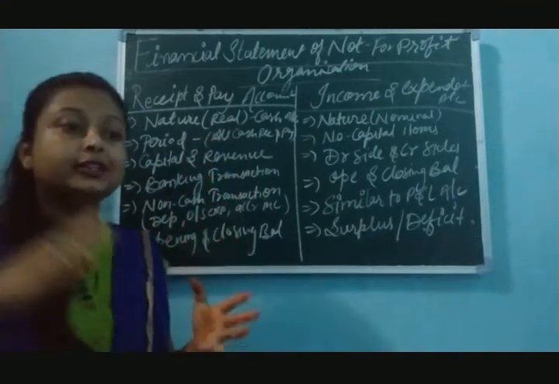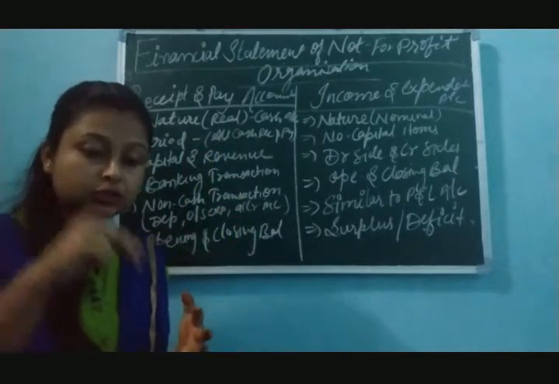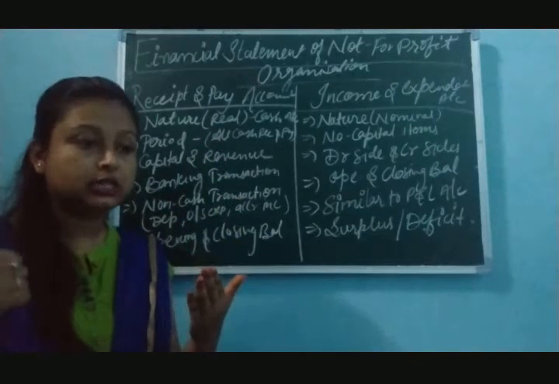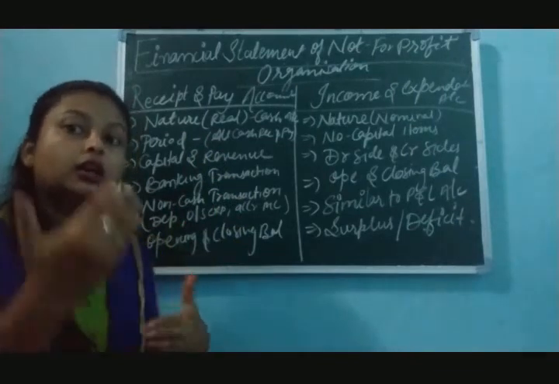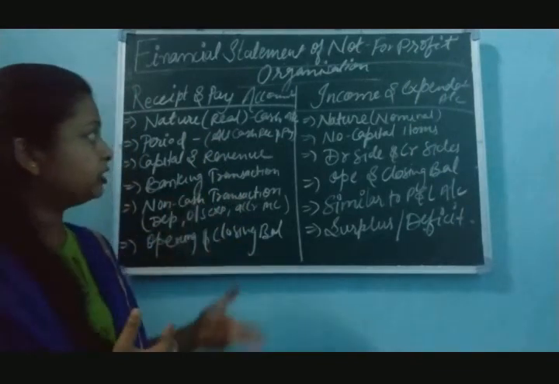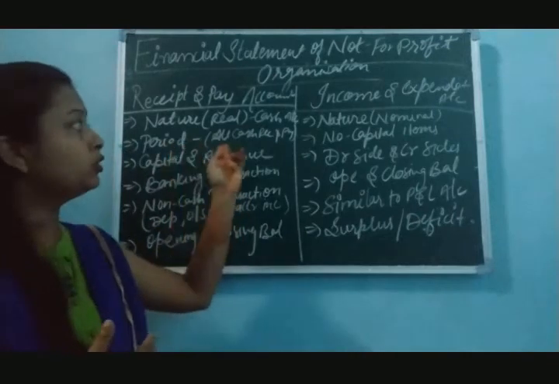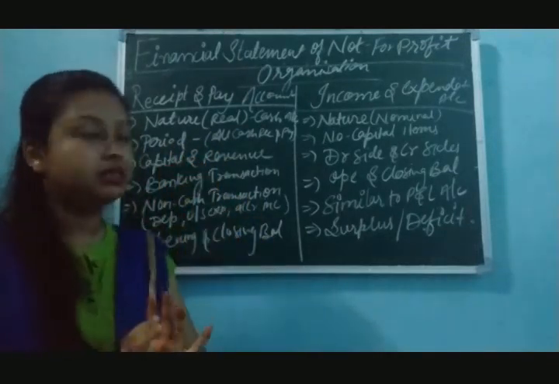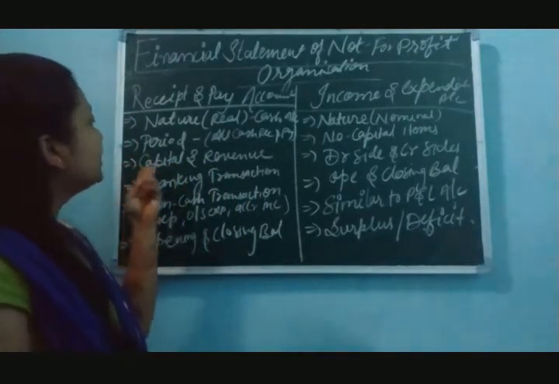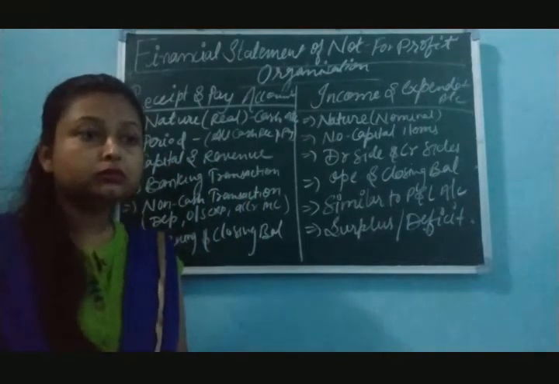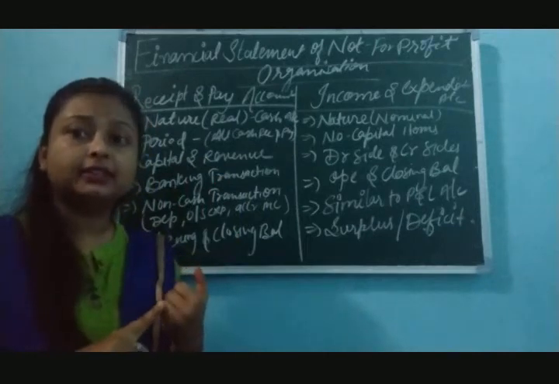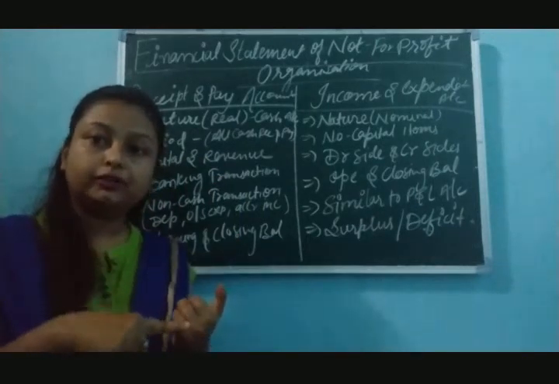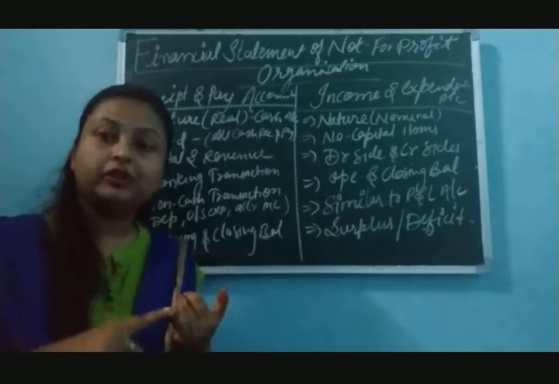Whether the transaction is related to this period, to previous years, or to the future, irrespective of period of time, we are going to record all these as receipts on the receipt side and all the payments on the payment side. Next is capital and revenue. The nature of the item can be either of capital nature or of revenue nature.